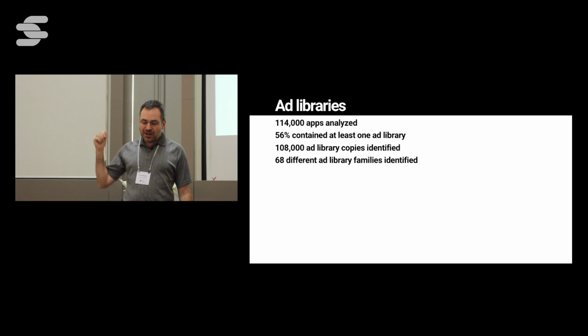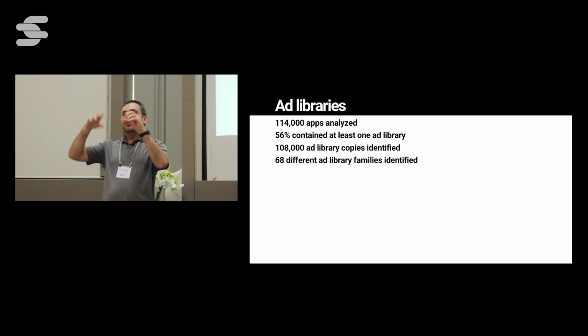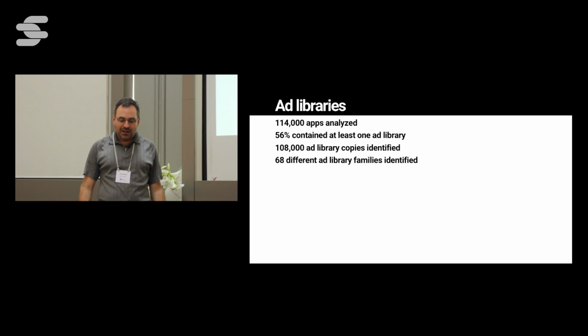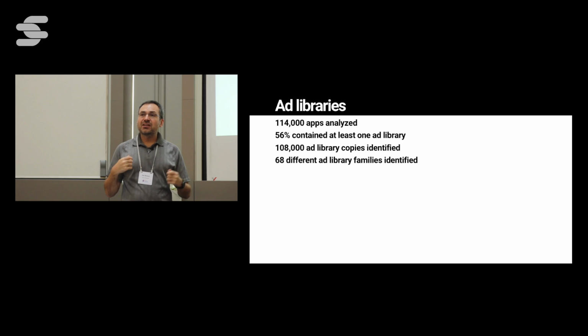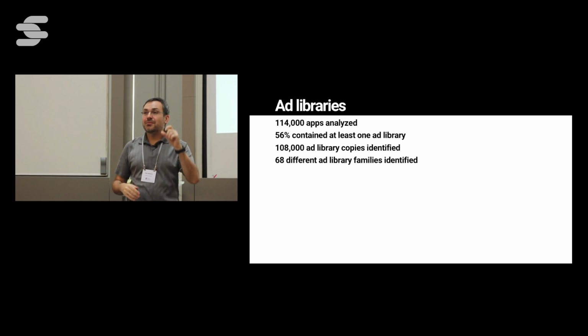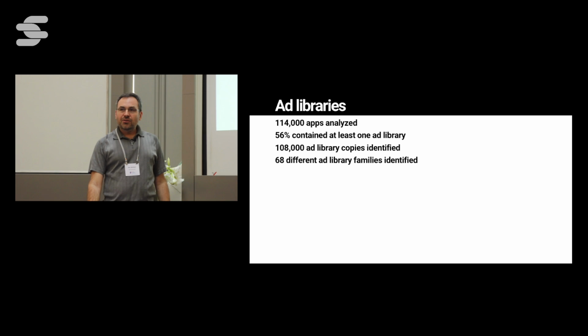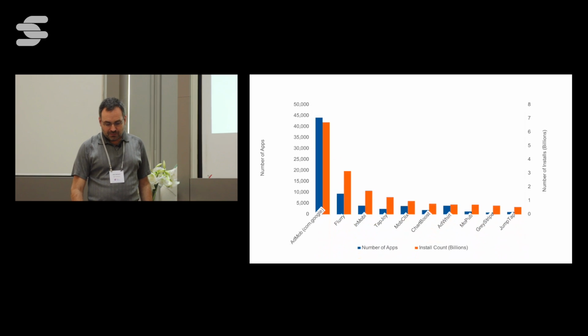We had 108,000 unique ad library things that we extracted, which we break down into 68 different families. Many of these are just different versions of the same library. So now let's plot them.